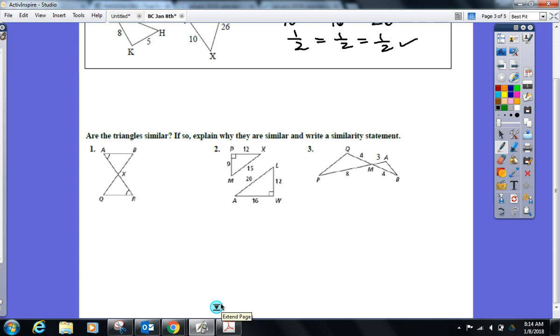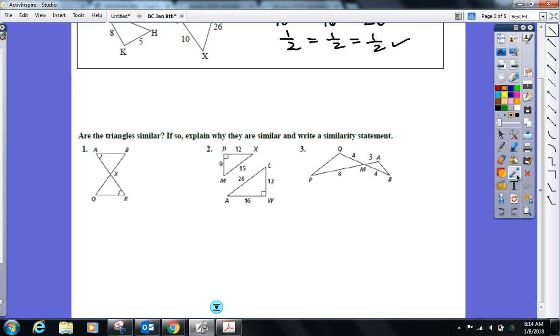All right, I'm only going to do these 3 with you, and then I'll let you go on your own. Are the triangles similar? If they are, back yourselves up with one of the 3 reasons we've just discussed.